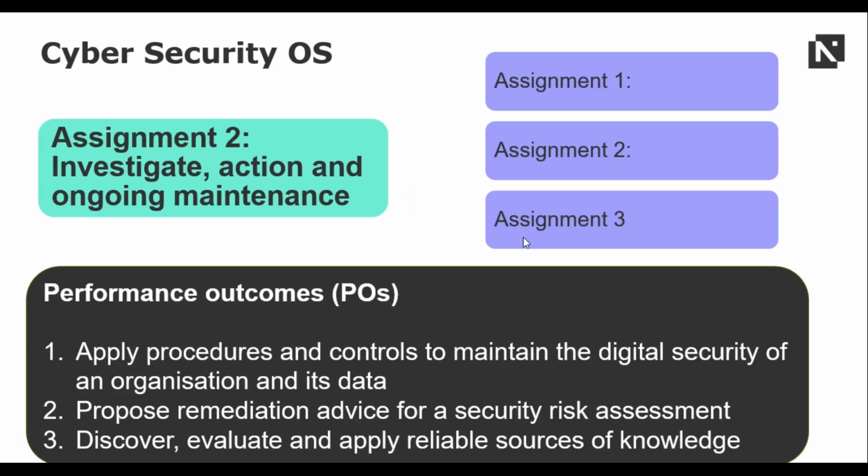So Assignment 2 is split into 2 tasks. Task 1 is about researching an issue, investigating the issue further to assess vulnerabilities, then identifying any possible resolution. Task 2 is about the ongoing maintenance and creating an evaluative report.